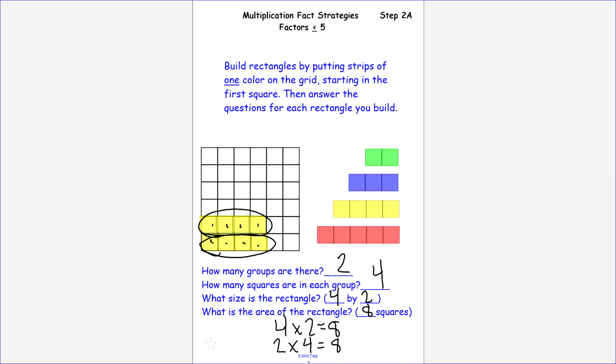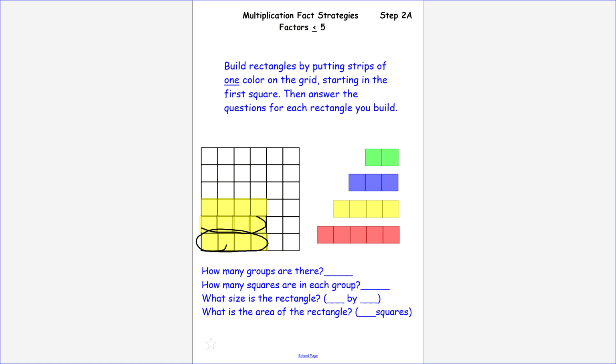Let's go ahead and take a look at another problem. Let's add another 4 strip. Now we have three four strips. So how many groups are there? 1, 2, 3. There are 3 groups with how many in each group? 1, 2, 3, 4. 4 in each group.